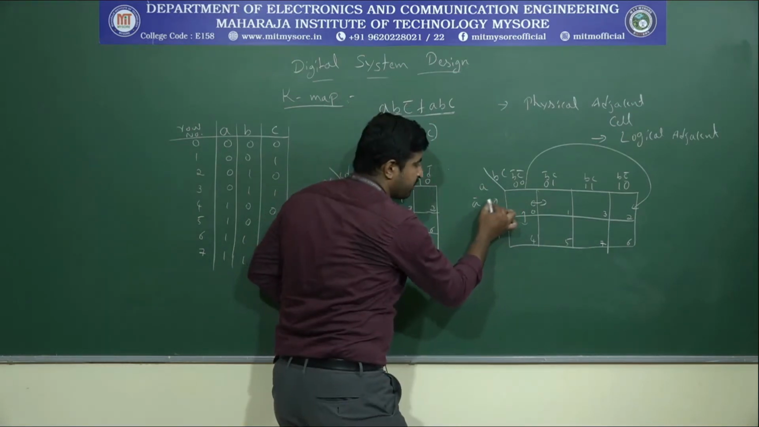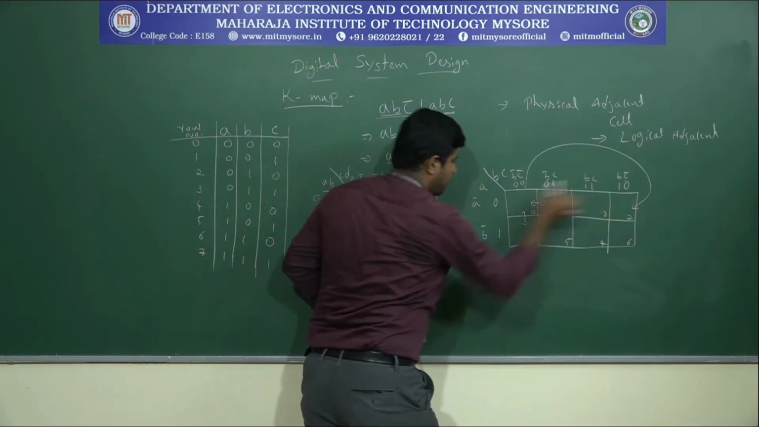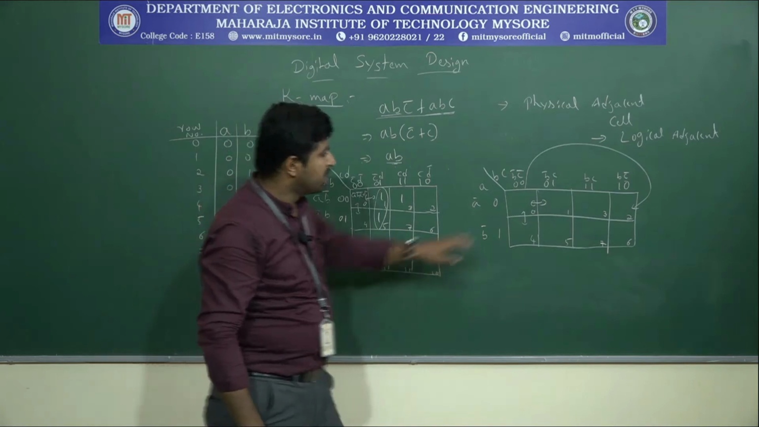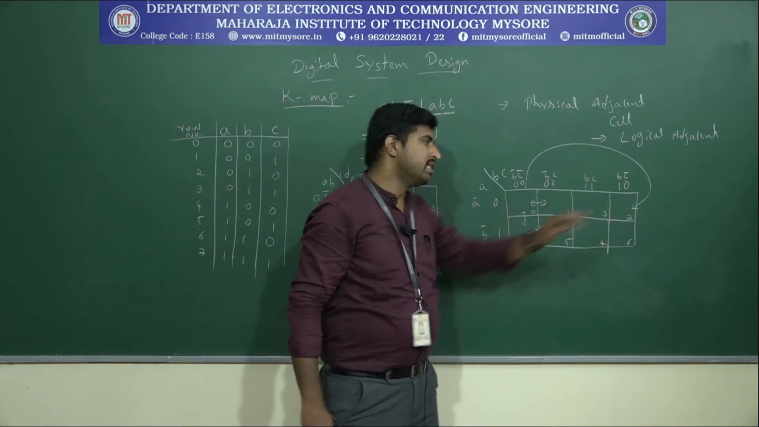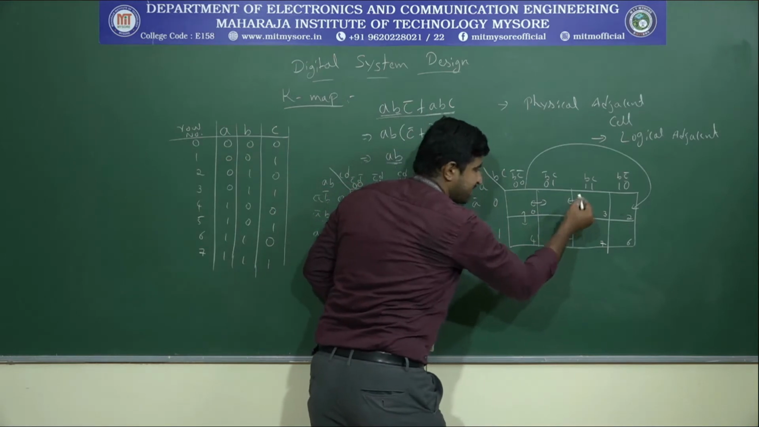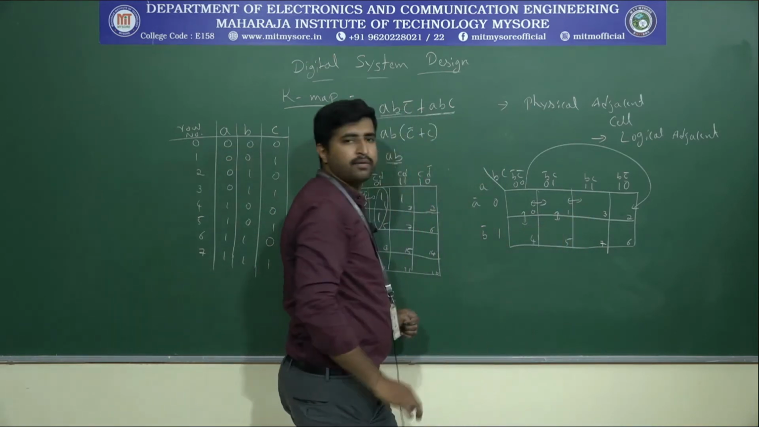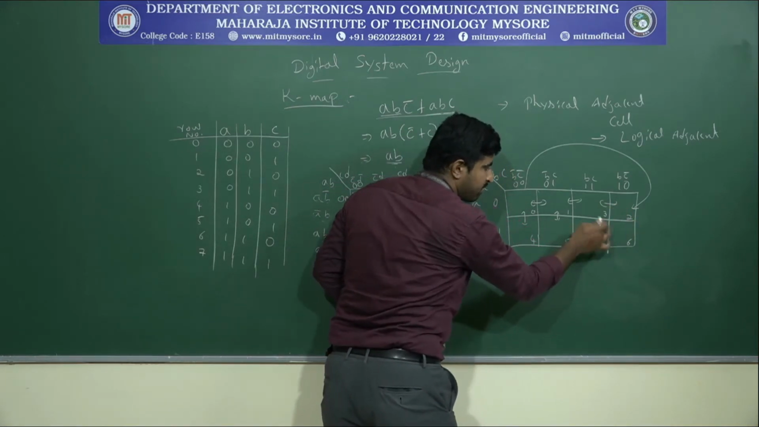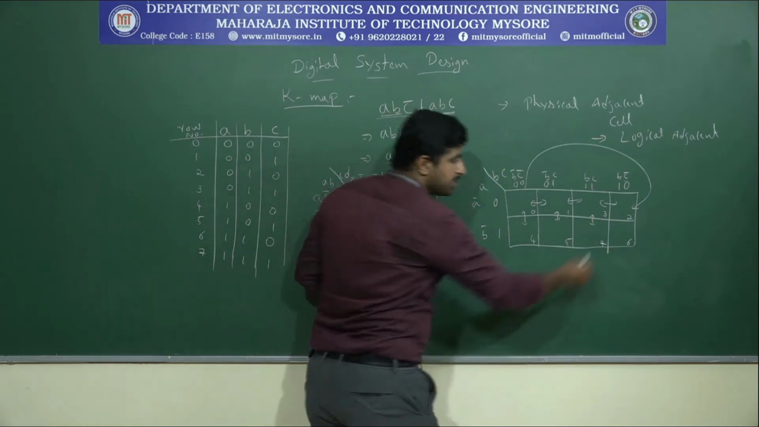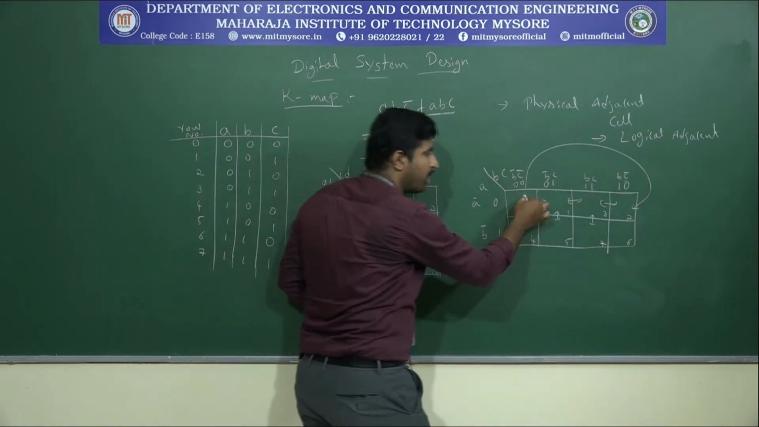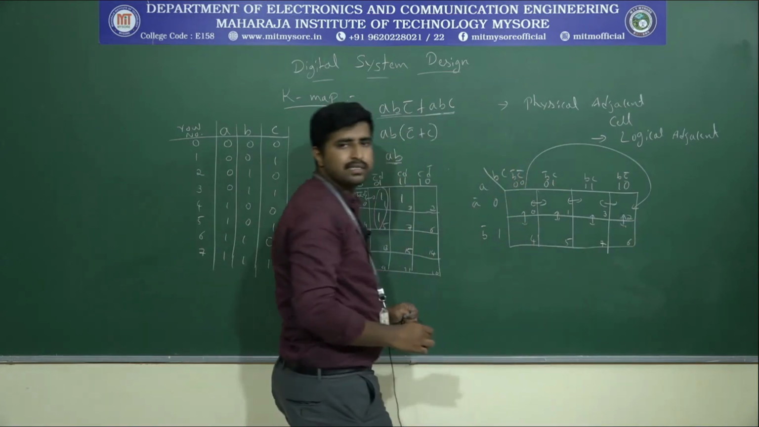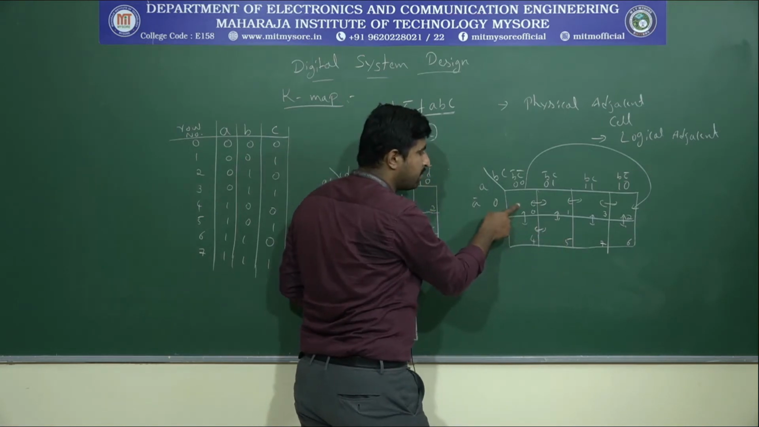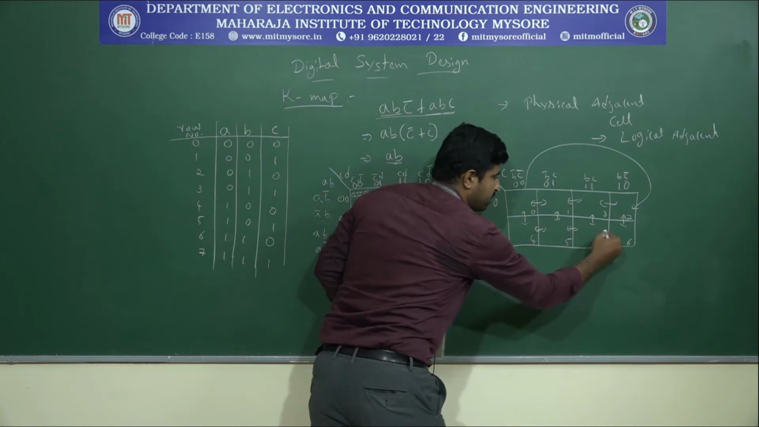You can see A bar, B bar, C. Here A bar, B, C, only one literal has made a transition. So that means 0 will even be adjacent to 2. Similarly, cell 1 will be adjacent to cell 3 and cell 5. Cell 3 will be adjacent to cell 2 and cell 7. Cell 2 will be adjacent to cell number 1 and cell number 6. And cell number 4 is adjacent to cell number 5 and even cell number 0. Hope you understood this part actually.